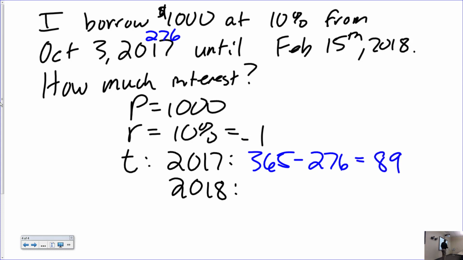And then look up February 15th. What is that? 46. So how many days were there in 2018? From January 1st until February 15th? If it's the 46th day, how many days have there been? 46. How many total days were there? Just add them up.